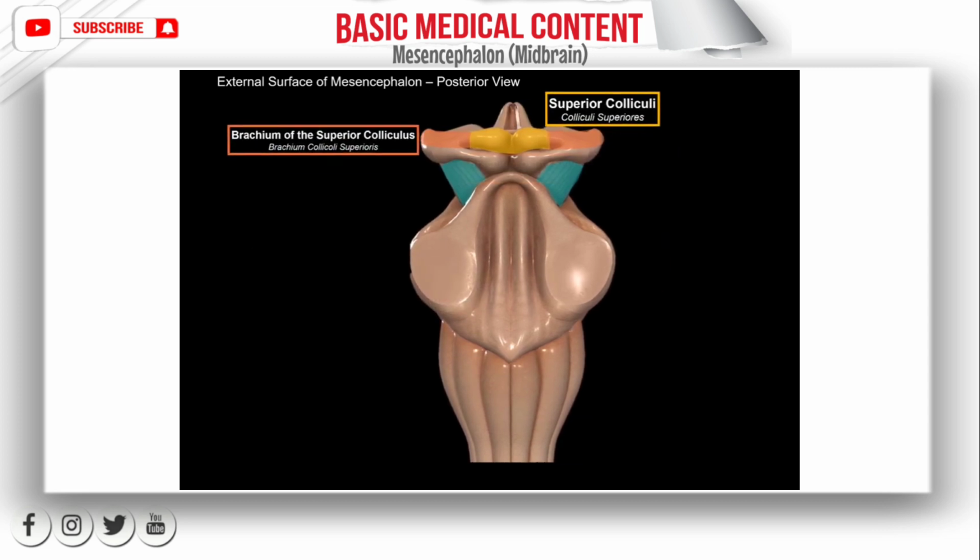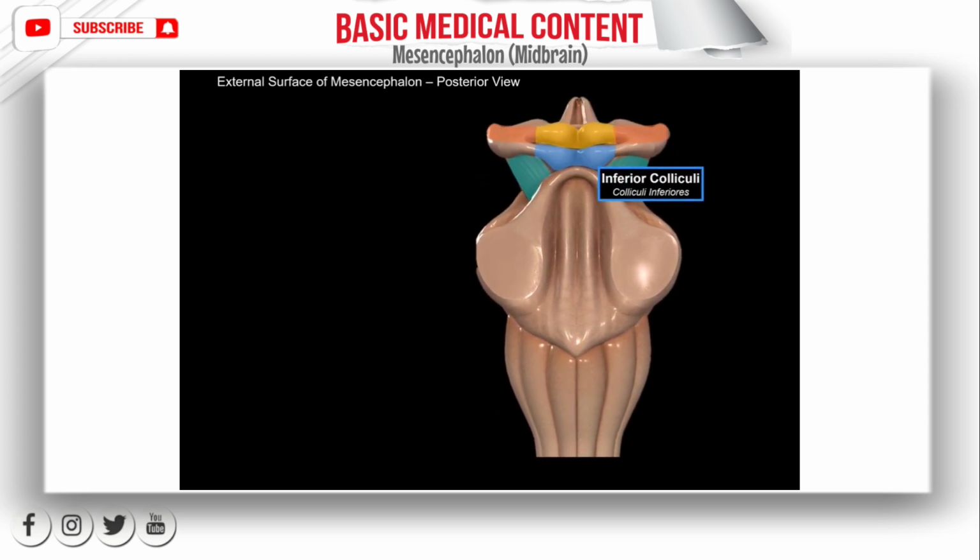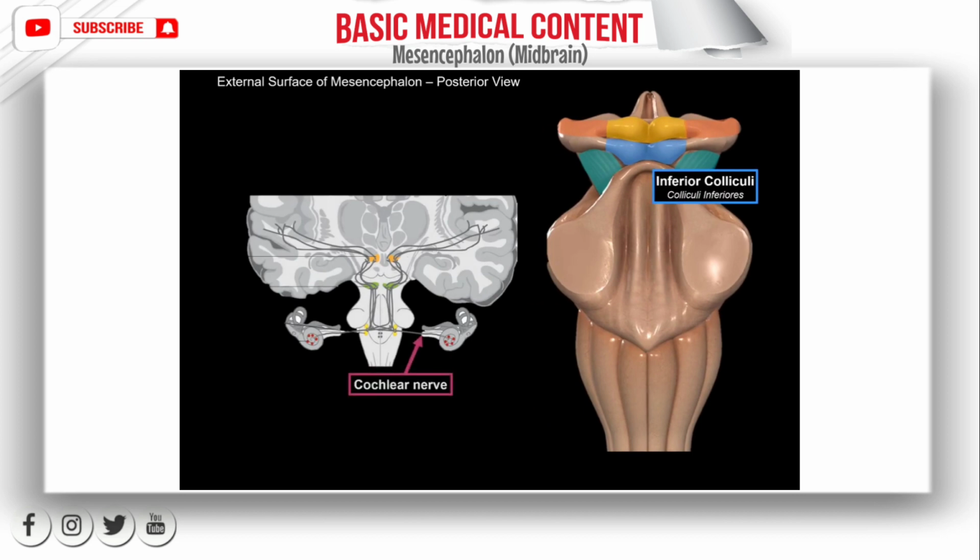Then under that, we have the inferior colliculi, which is a part of the hearing pathway. So the cochlear nerve receives impulses from the cochlea, where the sound is converted into nerve signals. The cochlear nerve will then go to the cochlear nuclei at the rhomboid fossa in the pons, and then they will cross and form the trapezoid body.